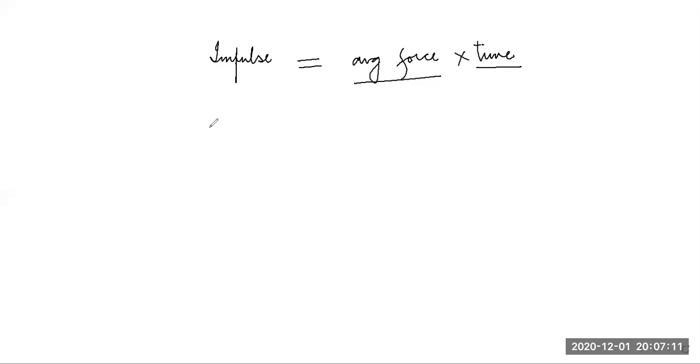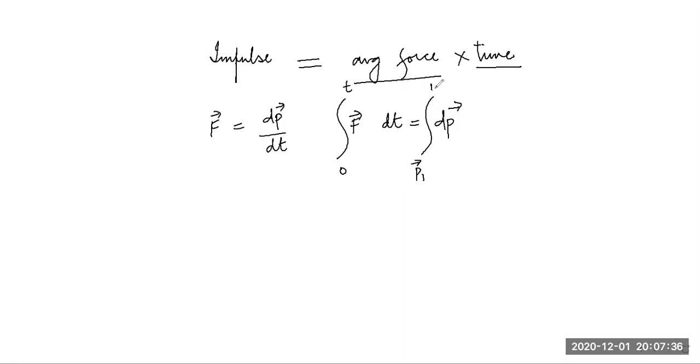So now, according to the second law of motion, we know that F is equal to the rate of change of momentum, right? In vector form, can I write it like this? So we can write F dt is equal to dp vector. Am I right? If I integrate this on both sides, 0 to t, initial momentum p1, final momentum p2. What I get? p1 is the initial linear momentum at t is equal to 0.